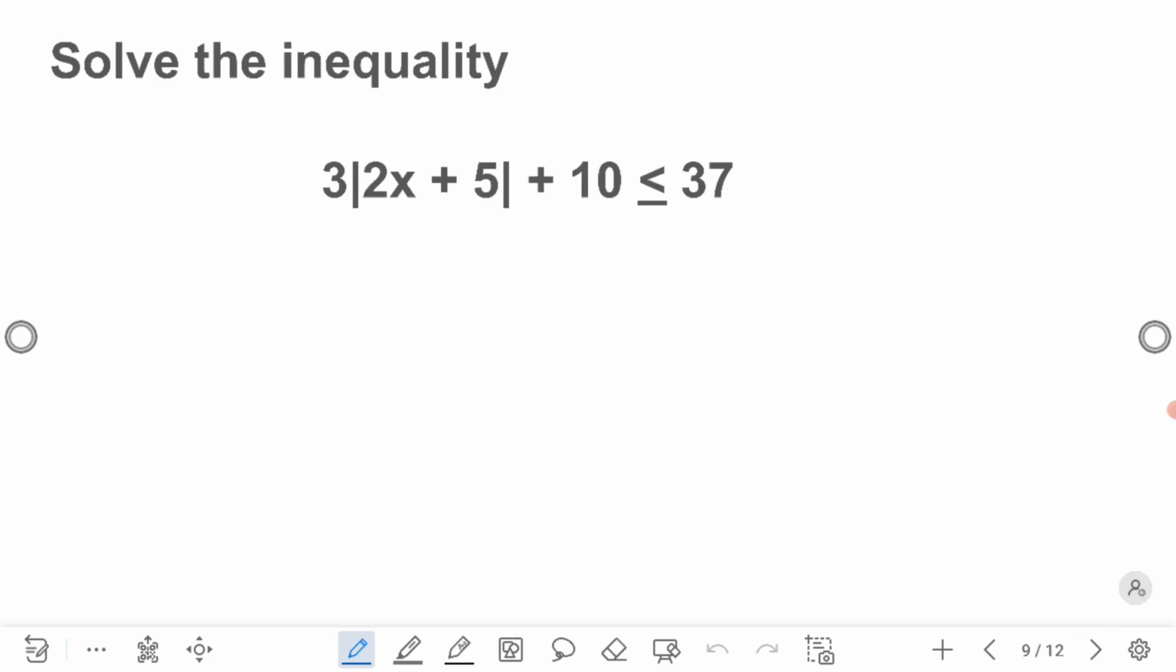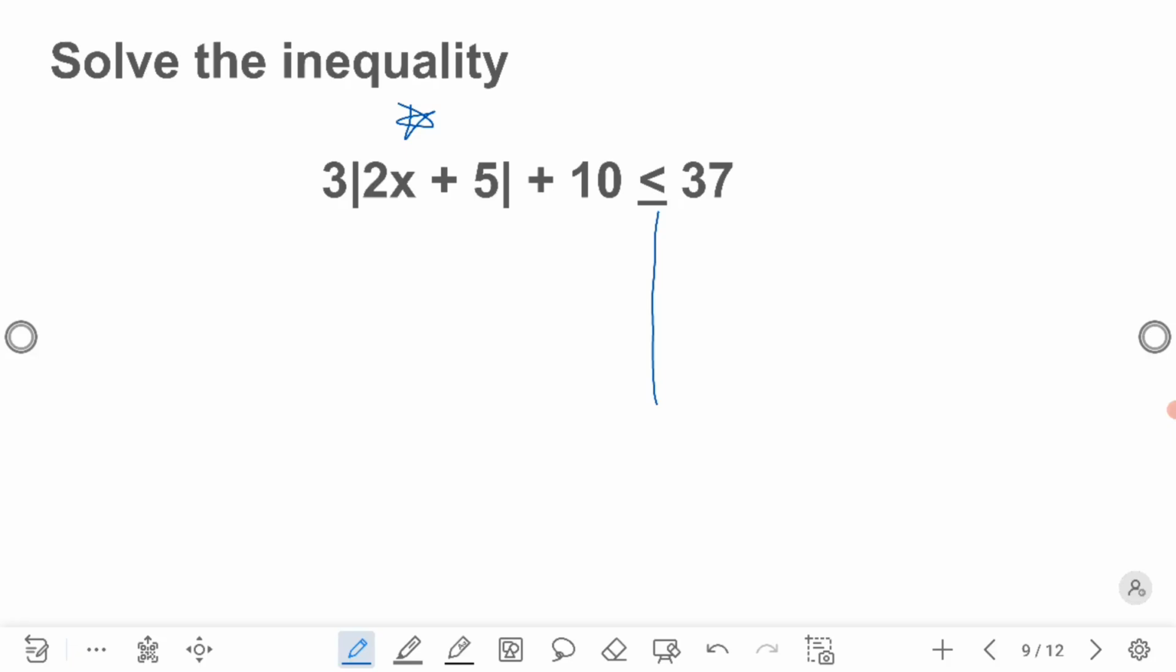All right, now we're getting on to some that are a little bit longer. So again, our goal is to isolate the absolute value. If you want to press pause, take a couple minutes and try to solve it, and then come back and see how we did.